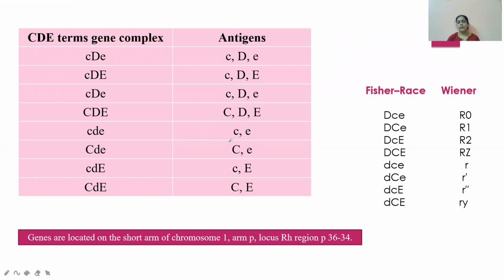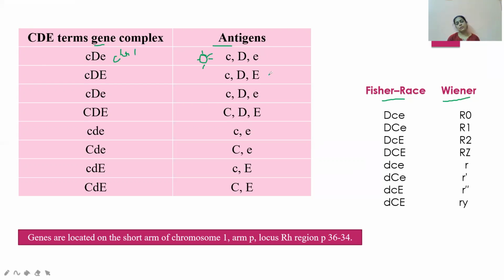So these are the classifications of the Rh system. Wiener is the old classification and Fisher-Race is the new classification, and I am not going into the details of those. These are examples of the gene complex and the antigen. The gene complex is present on chromosome number 1, and the antigens are present on the RBC membrane. All three genes are there, and depending on the genes, there will be proteins or antigens on the RBC cell membrane.